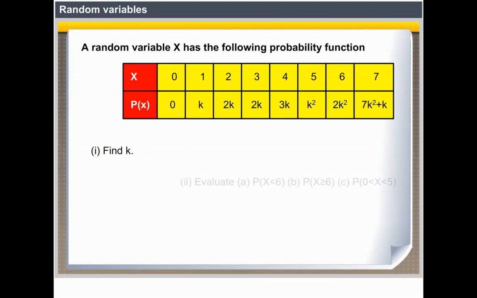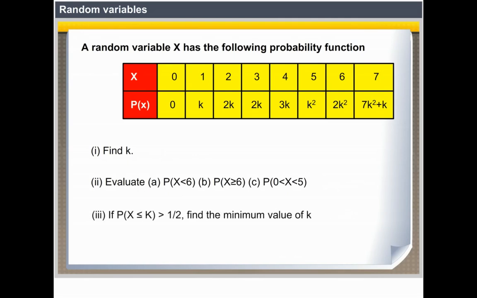Subdivision 1: find k. Subdivision 2: evaluate A, P of X less than 6. B, P of X greater than or equal to 6. Subdivision 3: P of 0 less than X less than 5. If P of X less than or equal to k is greater than 1 by 2, then find the minimum value of k. Subdivision 4: determine the distribution function of X.